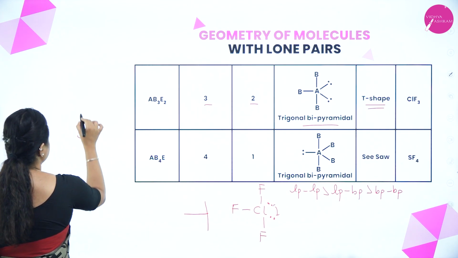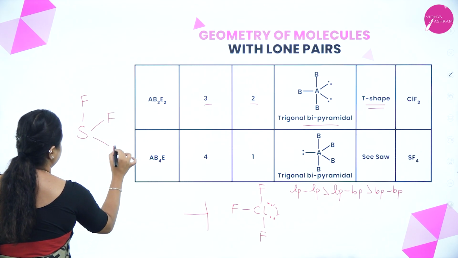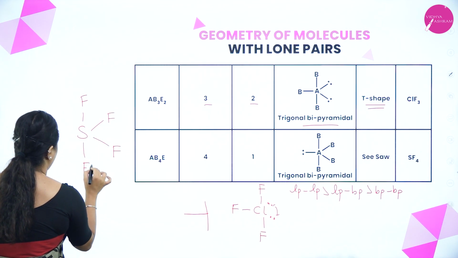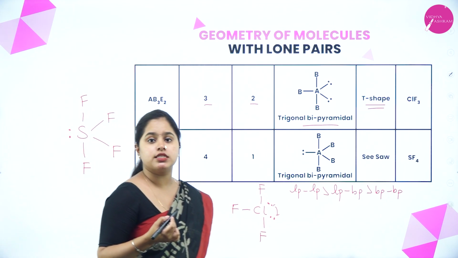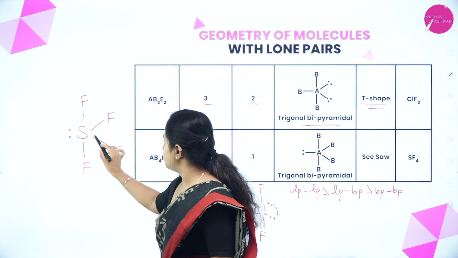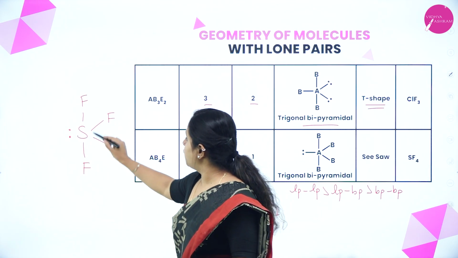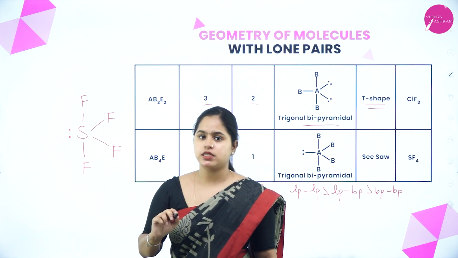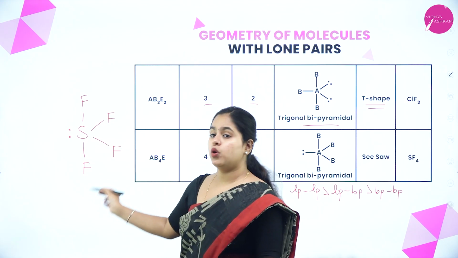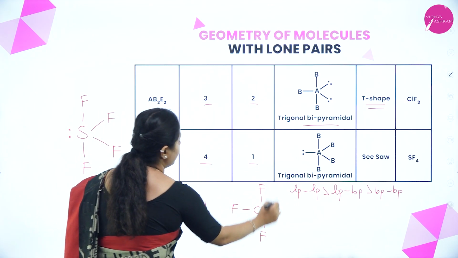So, it is S, then 4 S-F bonds are present here, right? And then there is 1 lone pair. The number of valence electrons in sulfur is 6, right? So 1, 2, 3, 4, 5, 6. A total of 6 electrons are present, out of which 4 are taking part in bond formation. And the remaining pair is present as a lone pair, right? So a total of 4 bond pairs and 1 lone pair is present, right? 4 bond pairs and 1 lone pair.